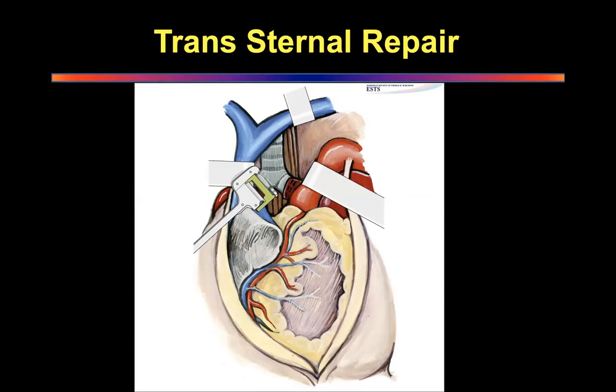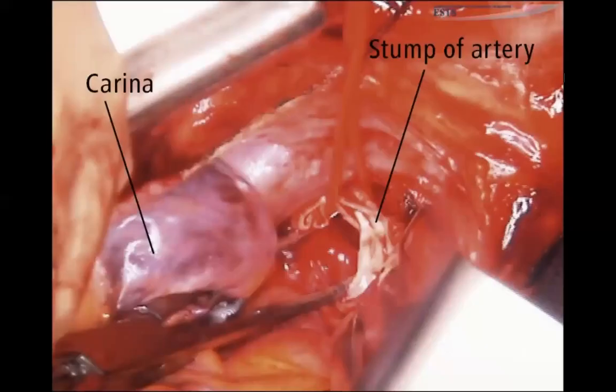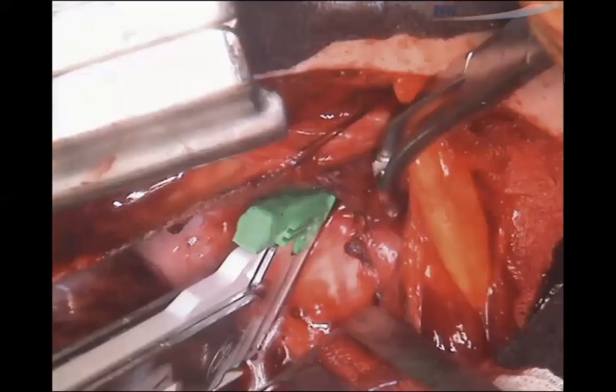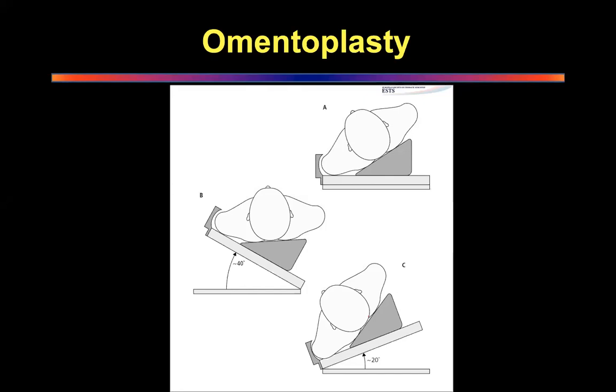So instead of doing everything on the side in the infected area, he goes into the midline, and he refashions the whole stump and puts a staple line proximally, and that helps you to get good control of the bronchopleural fistula.